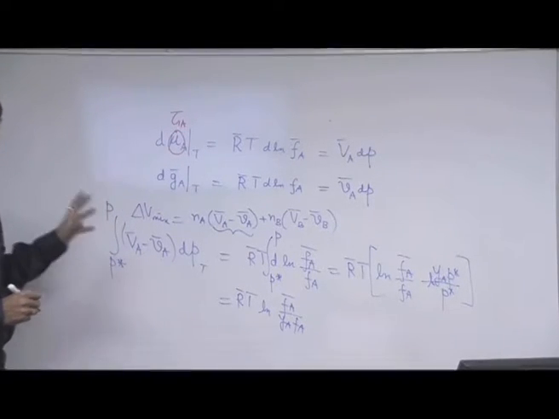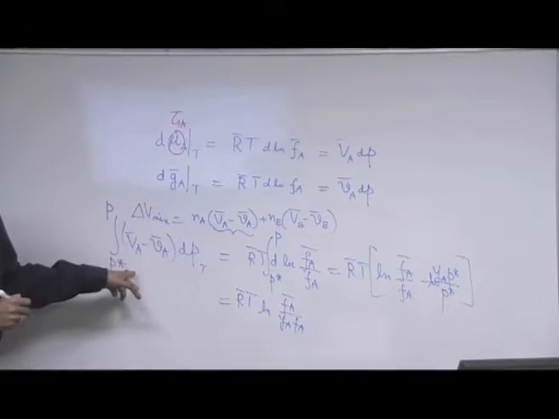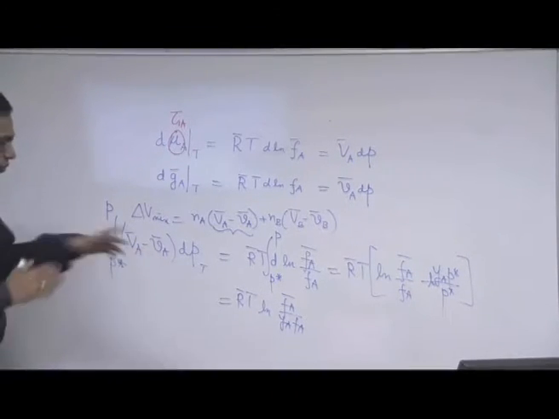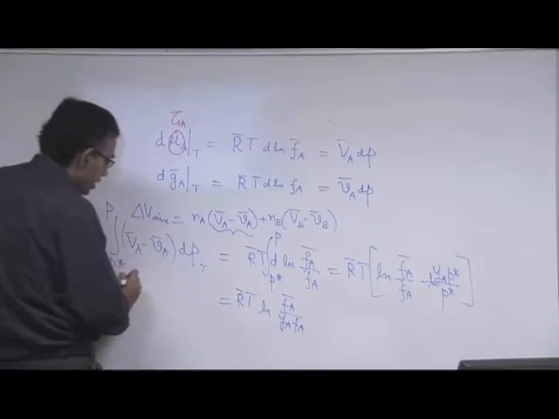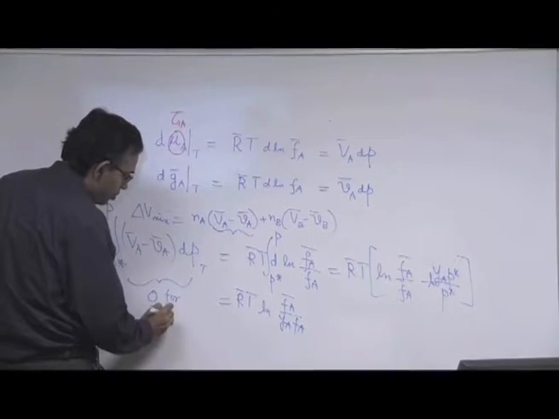When will the change in volume due to mixing be 0? When this term is 0, and similarly capital VB bar minus small vb equal to 0. So for the change in volume due to mixing equal to 0, this should be 0, for delta V mix should equal 0.